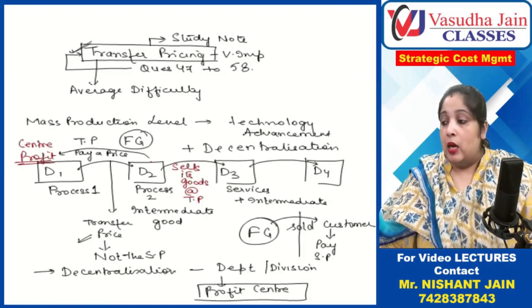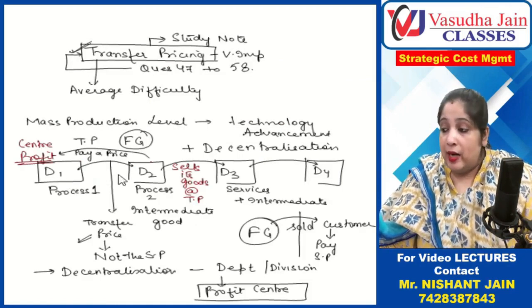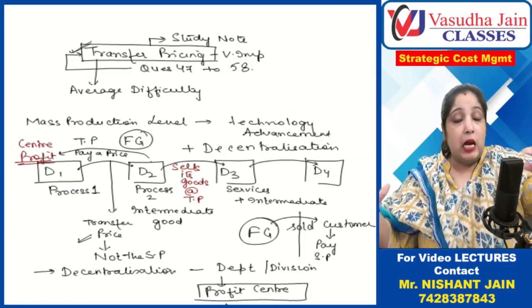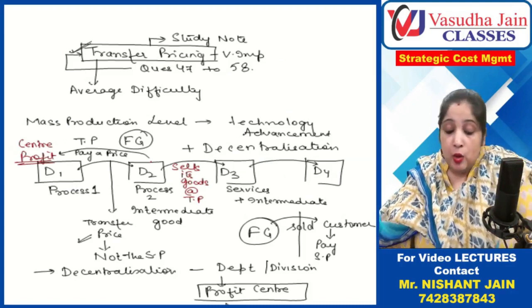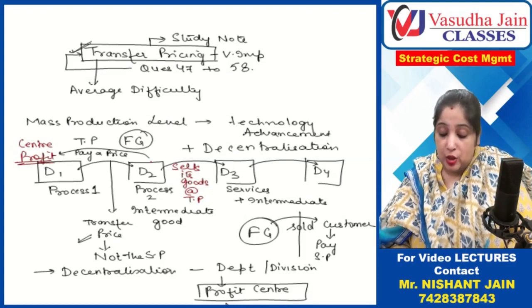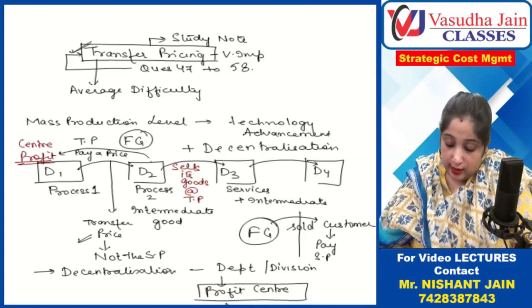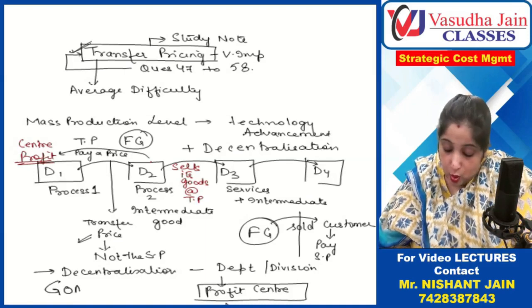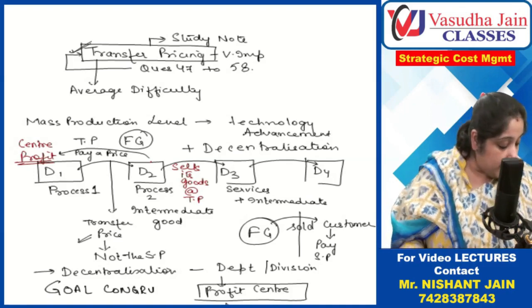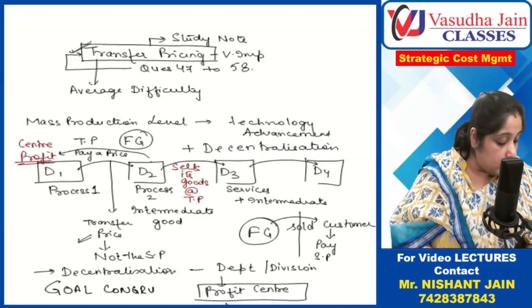This is a conflict. When you are putting every department as a profit center, they start fighting. There you have to mention to the managers of every department that okay, it's good to fight, but don't forget this main word, that is goal congruence. Let me put the right spelling. It's goal congruence.